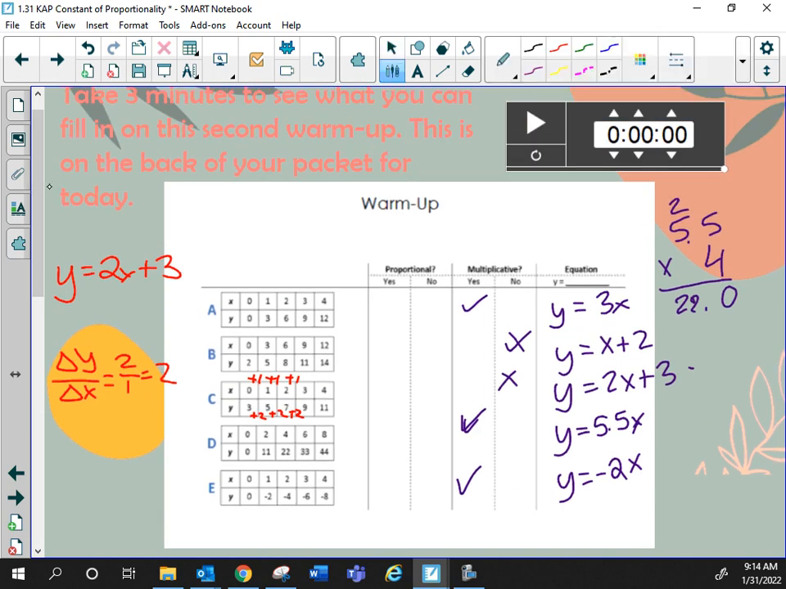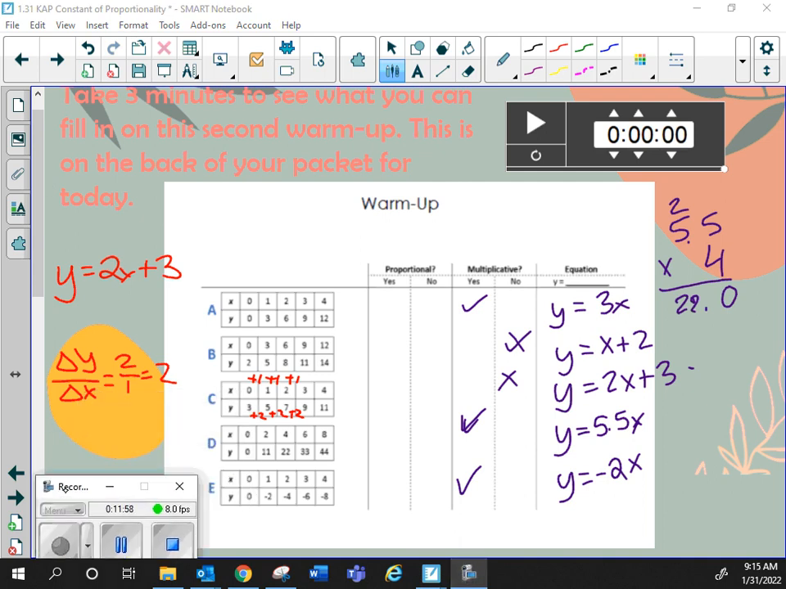So I never look at the origin because zeros are weird. Okay, zeros just don't really help us too much unless we're finding the y-intercept. But let's look at this. Let's see how we can talk about this. When I look at proportional, give me a second.